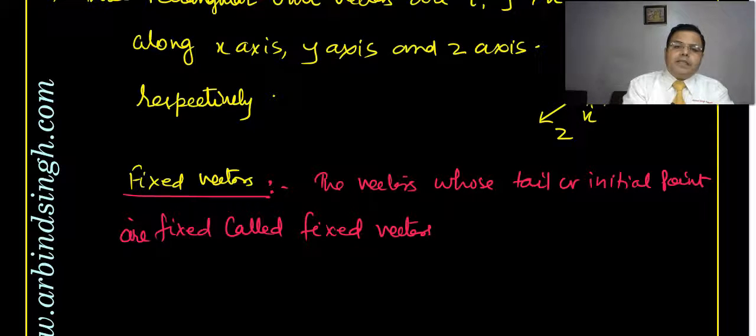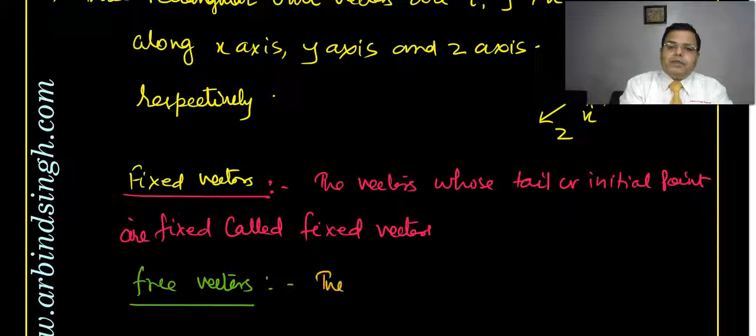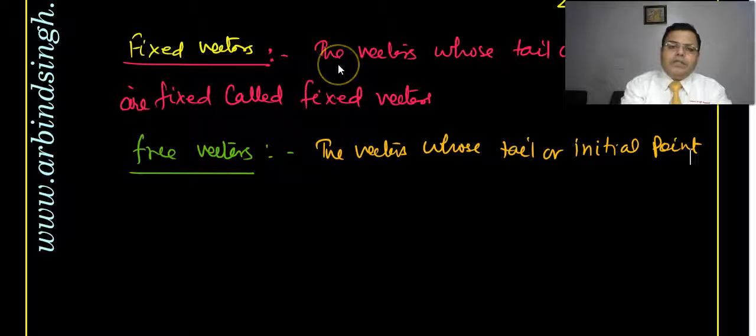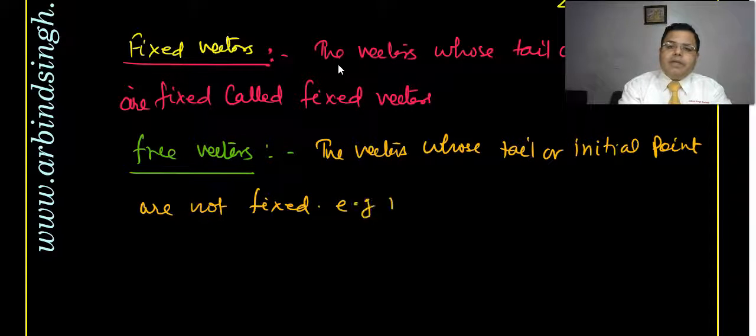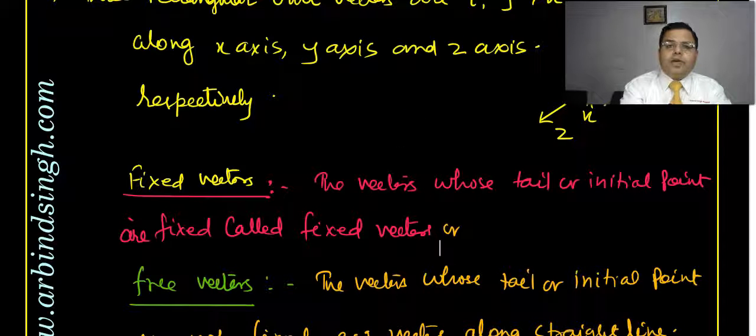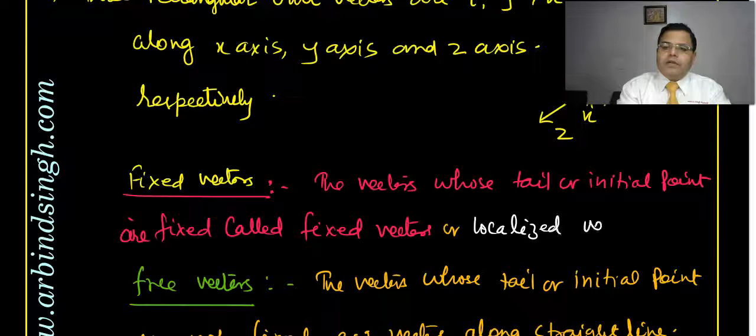If there are fixed vectors, then some other vectors are called free vectors. Opposite to that, free vectors are the vectors whose tail or initial point is not fixed. For example, vectors along a straight line are free vectors, as their initial points are not fixed. This is also called a localized vector. Remember this. I hope you got it.